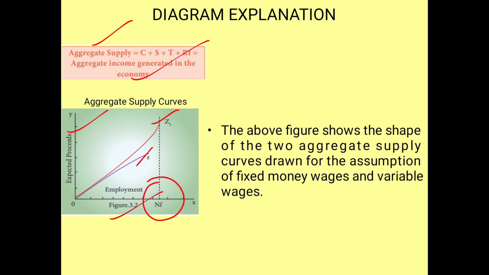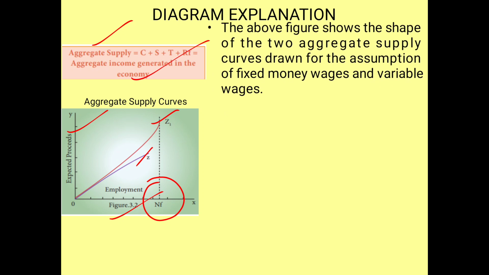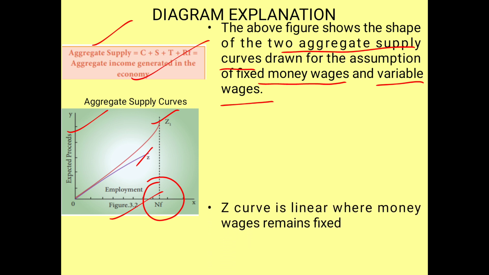Now you have a diagram. So what is given on the y-axis? Expected proceeds. What is given on the x-axis? Employment. So you can see two lines, Z1 and Z curves, and you can see here NF. Now let us see one by one what all this is. What does the diagram tell you? There are two aggregate supply curves drawn for the assumption of fixed money wages and variable wages. So two concepts are there. One is fixed money wages, the other is variable wages.